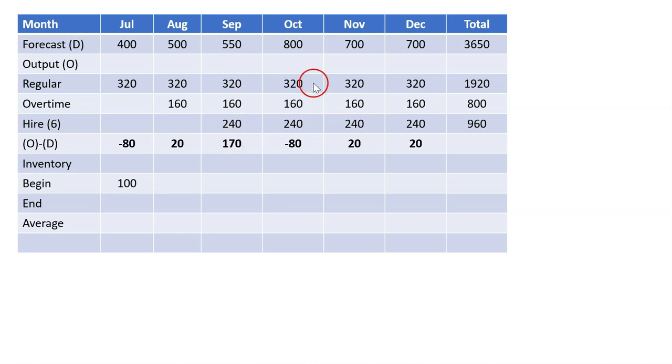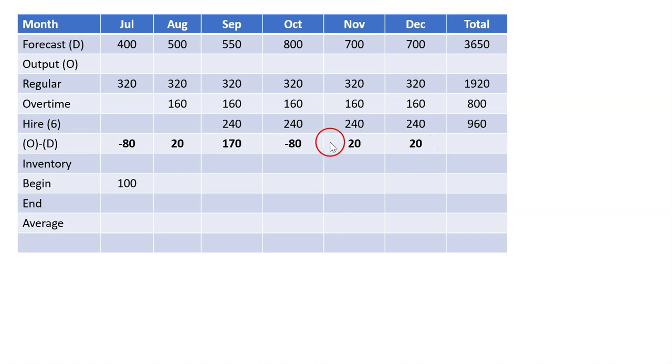And for October, 320 plus 160 plus 240 minus 800, we get negative 80. And for this one, we add up these 3 minus 700, we get 20. And for December, we add up all these minus 700, we get 20.